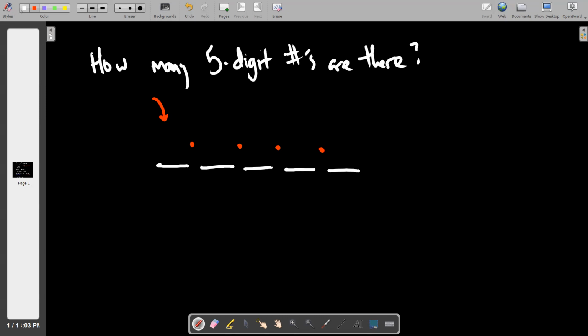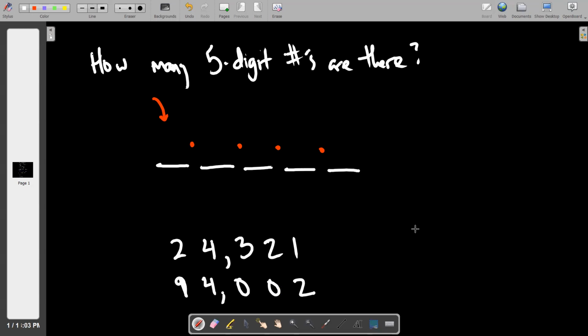Okay, so here's an example of a 5-digit number, right? 24,321. Here's another example of a 5-digit number, 94,002. Here's another one, 16,825. You get the idea? So let me come back to my question. If I'm building a 5-digit number from left to right, how many digits can go in this first blank?